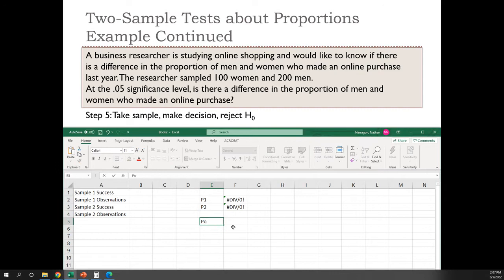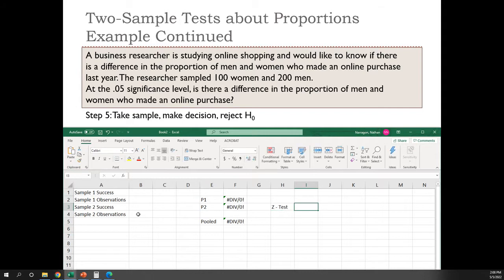So we're going to put this as the pooled proportions. And this is going to equal, in parentheses, the number, not that one, sorry, number of successes plus number of successes, divided by, in parentheses, number of observations plus the number of observations. Okay, there's my pooled.